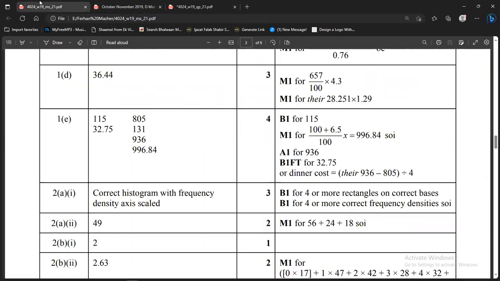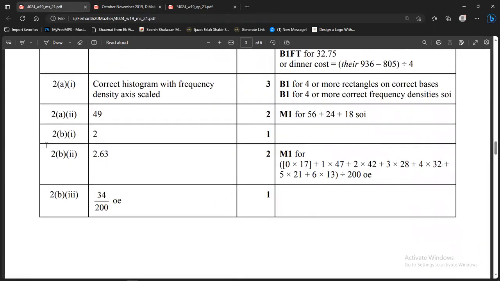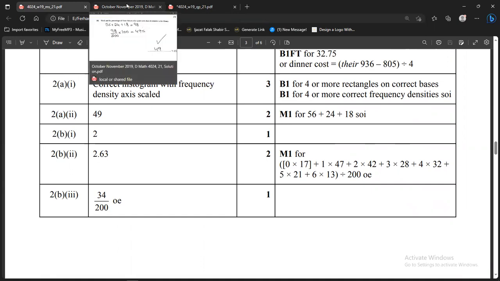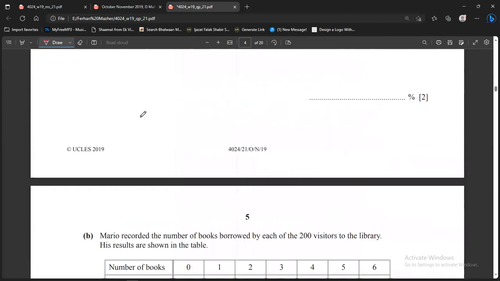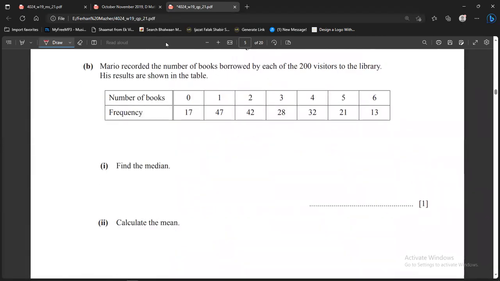So let's check the answer. 49%. So this is the marking scheme of the A second part. Our answers are right, sir. Okay, so we are going to the next part.